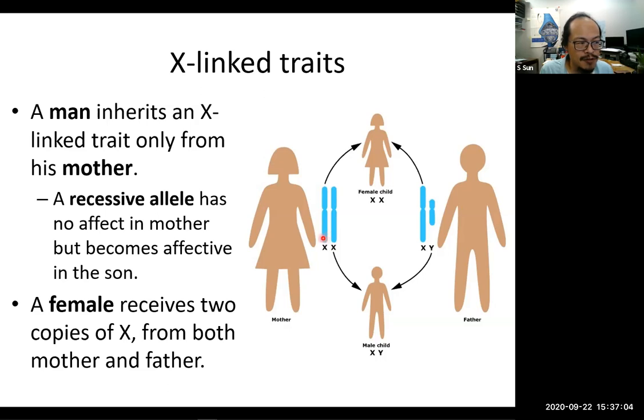But if, unfortunately, this recessive trait is passed on to the son, then the son doesn't have another X to compensate. This recessive X, this ill X, will become the problem and will cause the disease in the son. So that's the common condition that we see in X-linked traits.